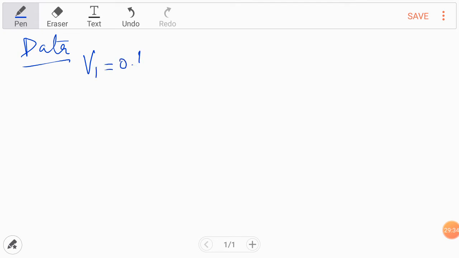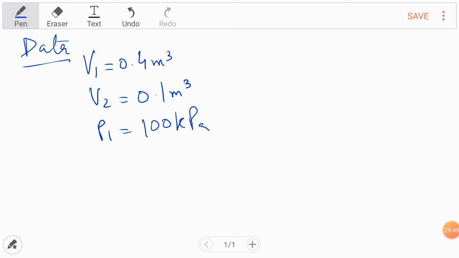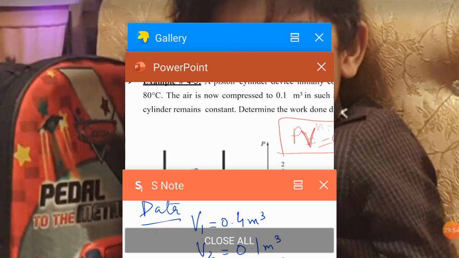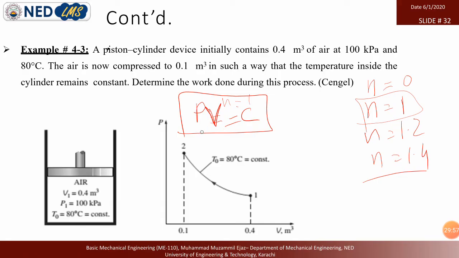So V1 is 0.4 meter cube, V2 is equal to 0.1 meter cube, and P1 is equal to 100 kilopascal. They also tell us the temperature, but we didn't require temperature for this numerical, because we have to solve it with this equation, W is equal to integral P dV.